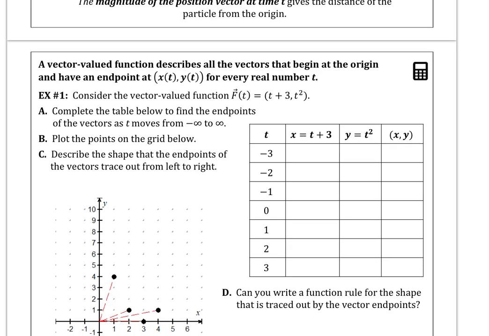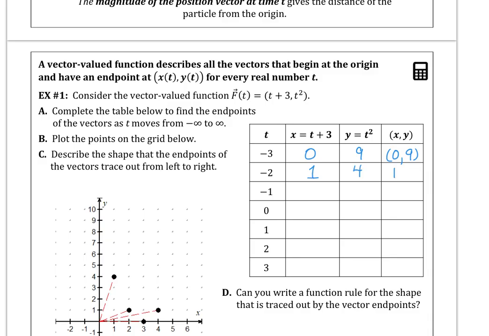Let's consider a vector valued function that describes all the vectors that begin at the origin and have an endpoint at some x of t, y of t for every real number t. So consider the vector valued function f of t is t plus 3, comma, t squared. We can complete the table here with that information. t plus 3 gives us 0 for x, 9 for y, so we have the ordered pair 0, 9.